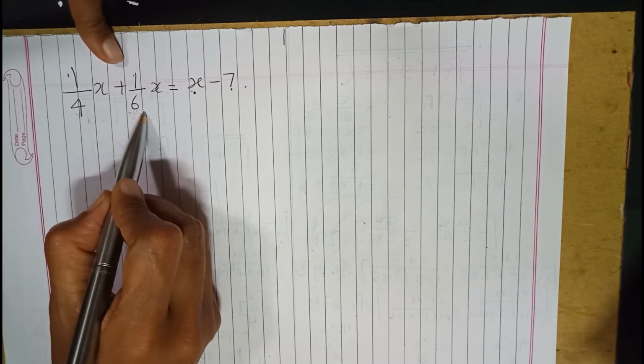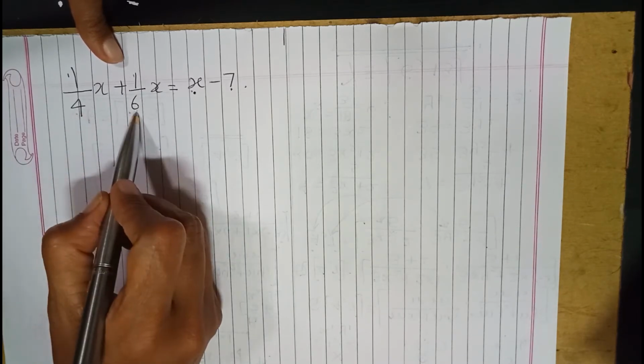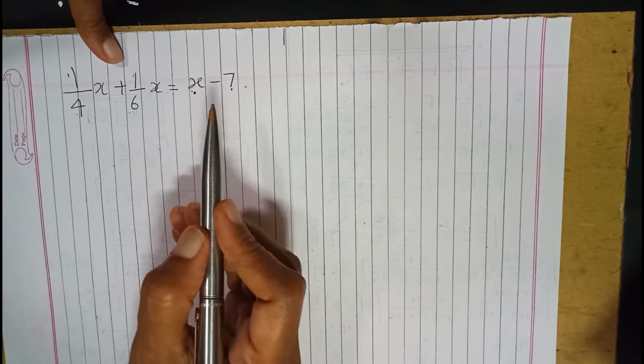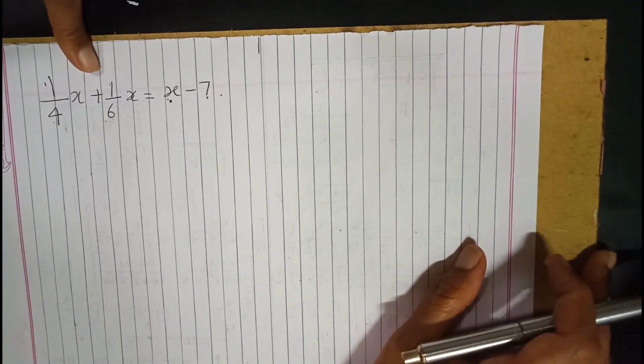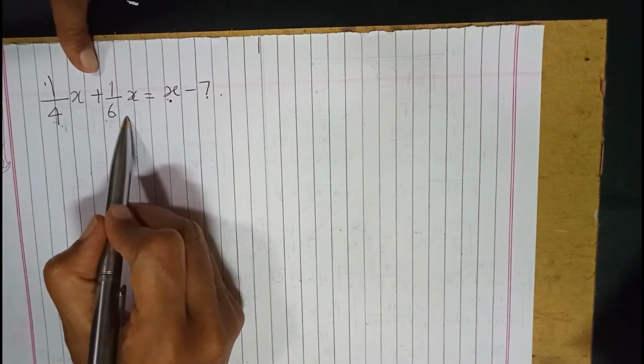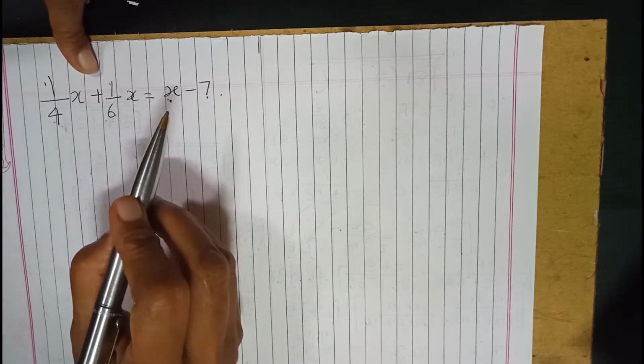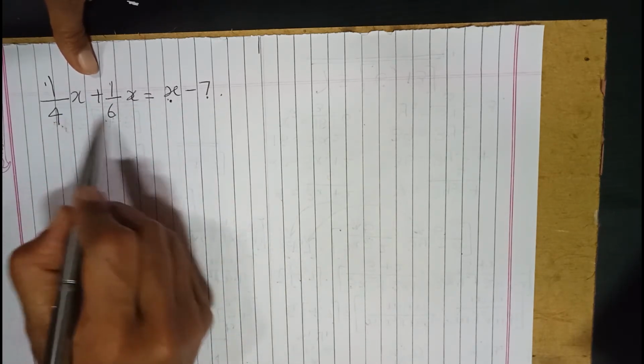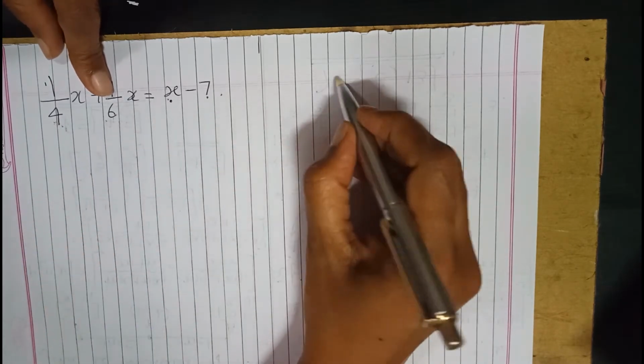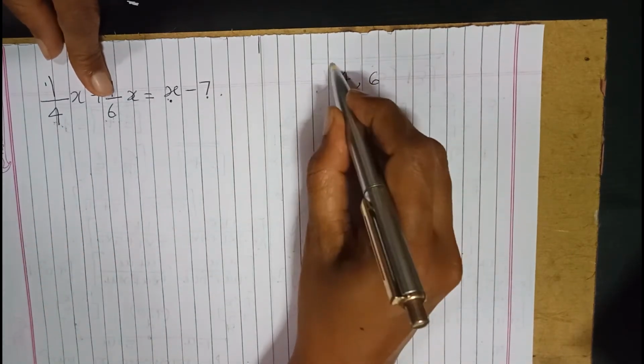That is, we should remove the denominators. And how do you remove the denominators? By multiplying. So now you have to decide by which number I should multiply so that these denominators go off. You have to look for a number which will be present in the table of 4 and also in the table of 6. Or in other words, you can find out the LCM.